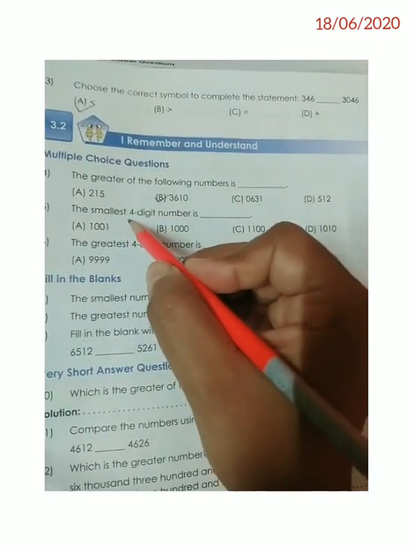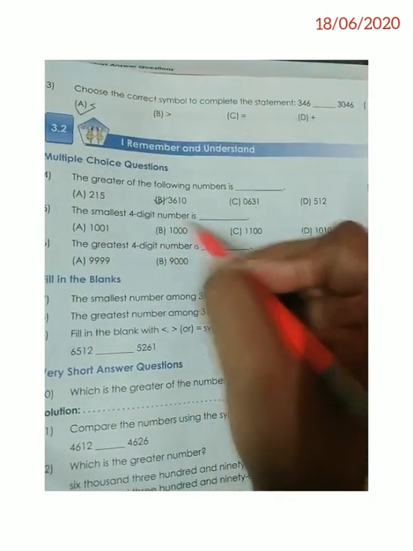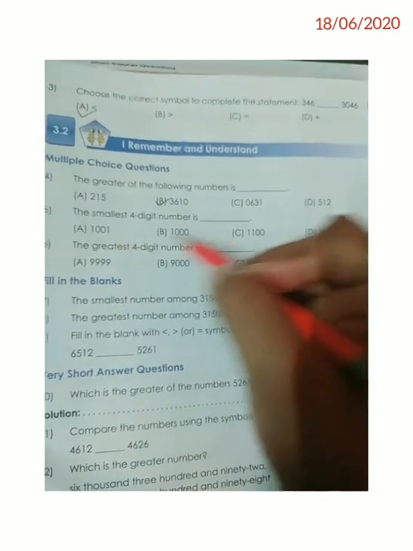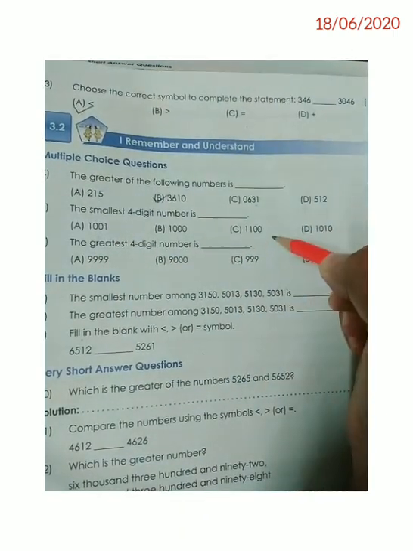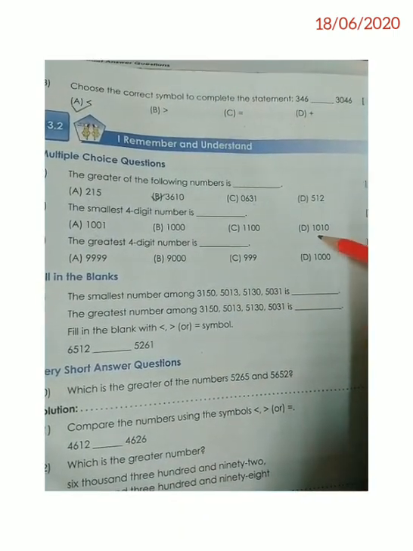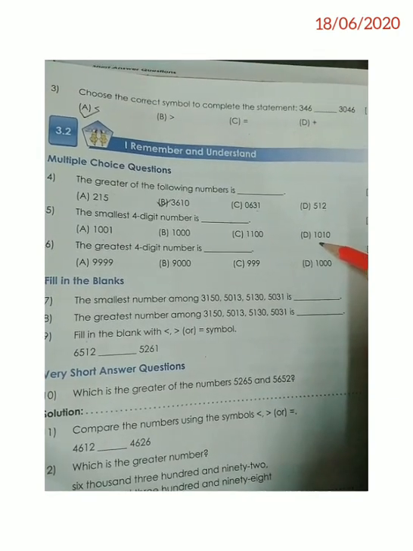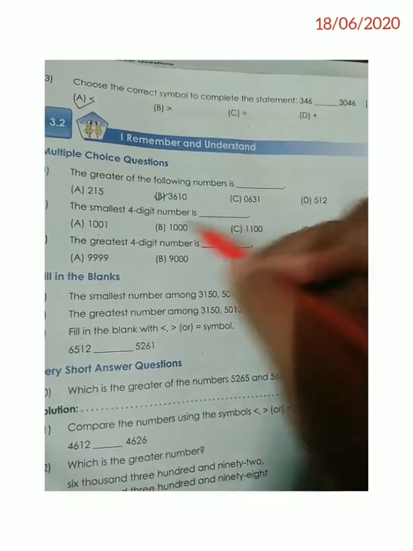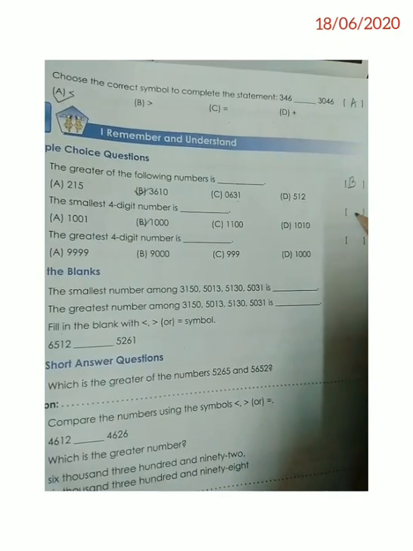Next question. The smallest 4-digit number is, option A 1001, option B 1000, option C 1100, option D 1010. Alright, so the correct answer is B, 1000. So you write down over here as B.